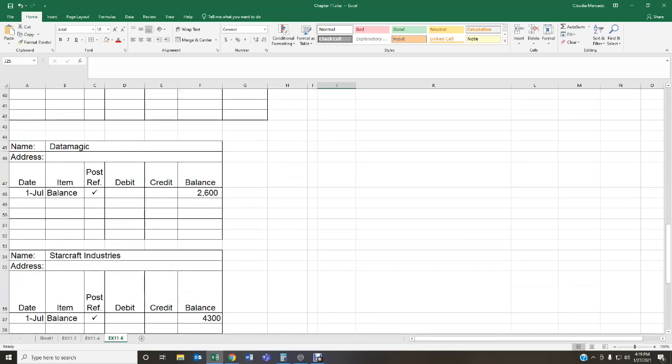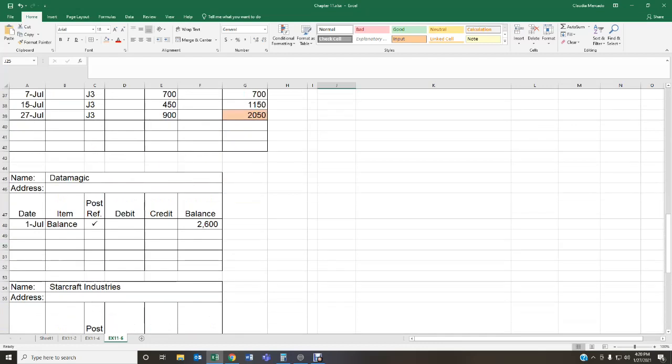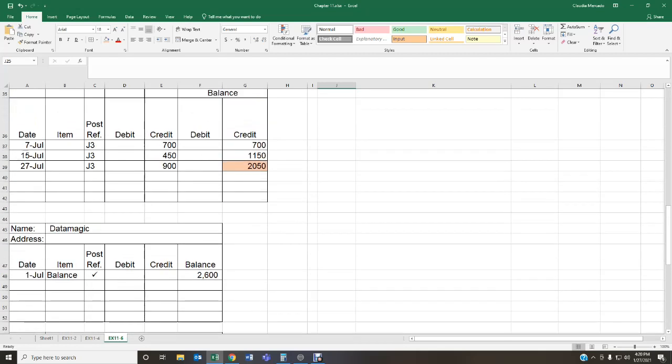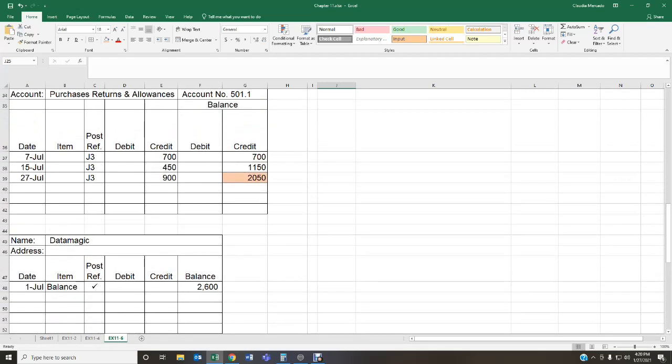Usually we have the name of the company and the address. In this particular problem, they didn't give us an address, so I just left it blank. Okay, it's not the end of the world. You're not going to get docked points for the address not being there. Usually the system would include that for you anyways. Okay, so now we have to update our accounts payable ledgers.